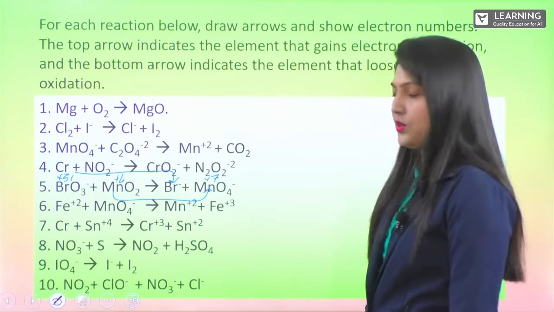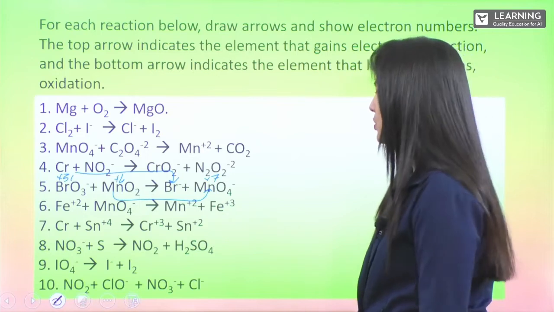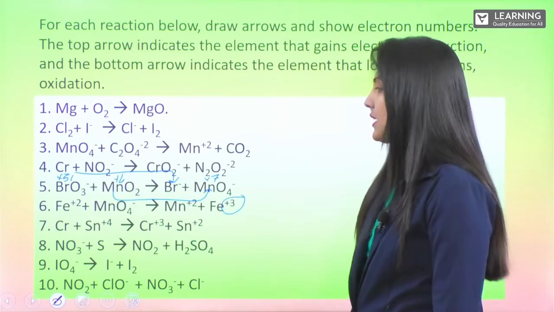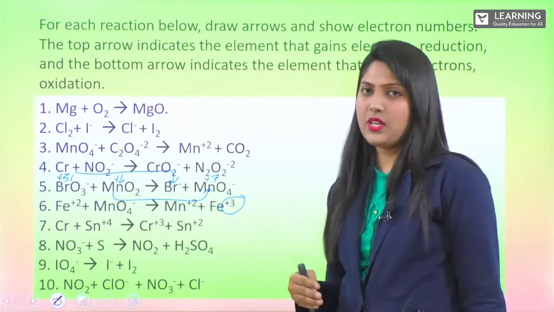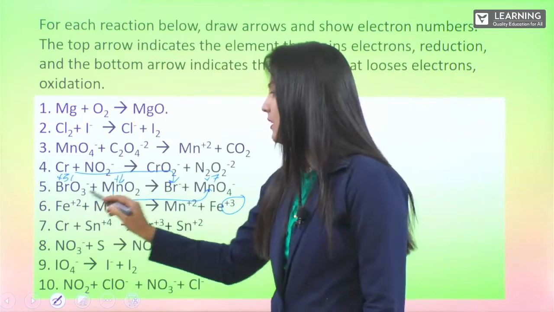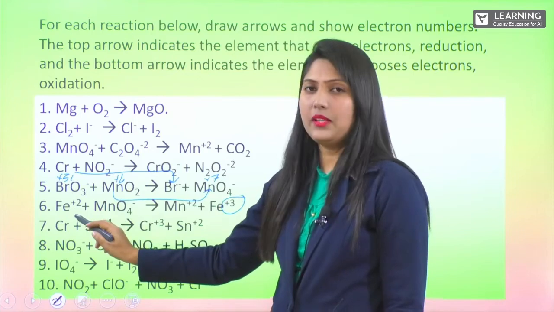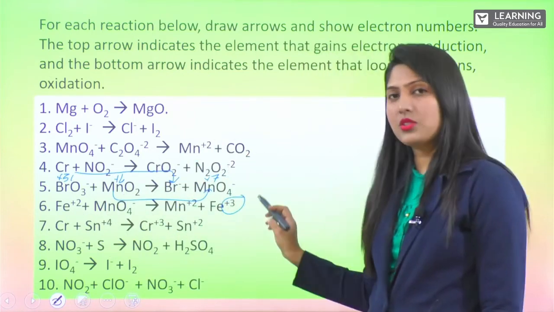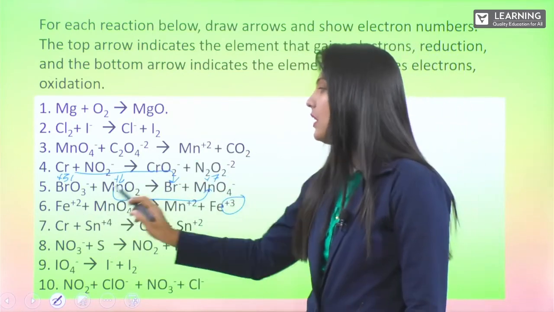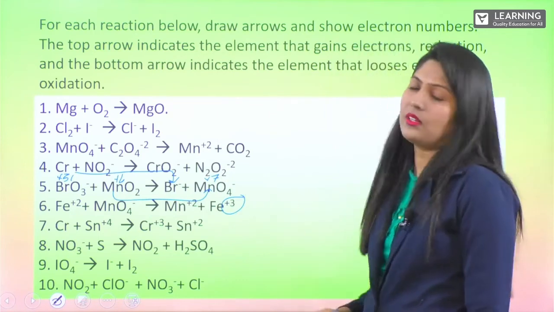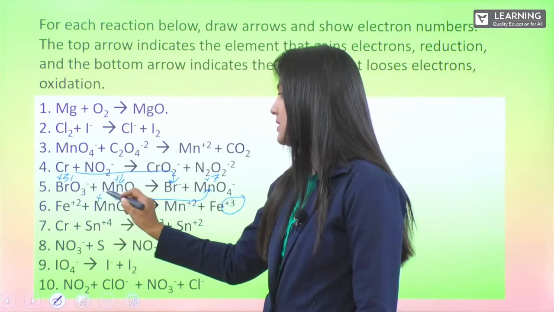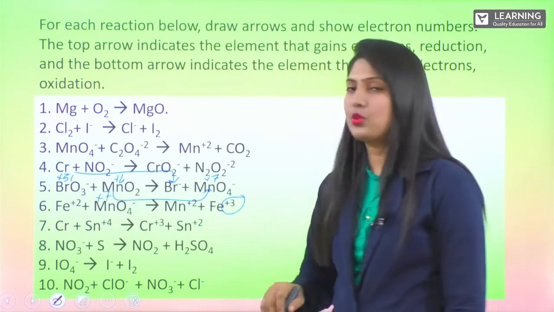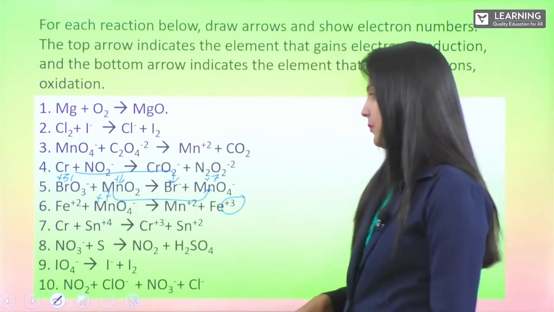Coming to the sixth question. Fe is plus 2, and then Fe is plus 3. So it is directly visible, from ferrous to ferric it has changed. So plus 3 has come from plus 2. So it is an increase in oxidation number. We can say loss of electron takes place, so it is undergoing oxidation. Whereas Mn here we know is plus 7. It has decreased to plus 2. So it is undergoing reduction.